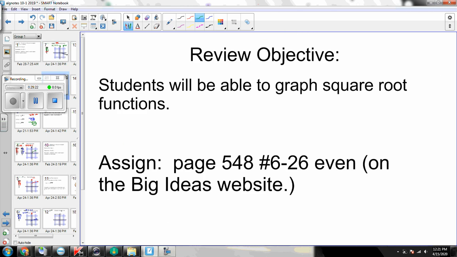So let's review our objective. Our objective today was to be able to graph square root functions. We also described the domain and range.